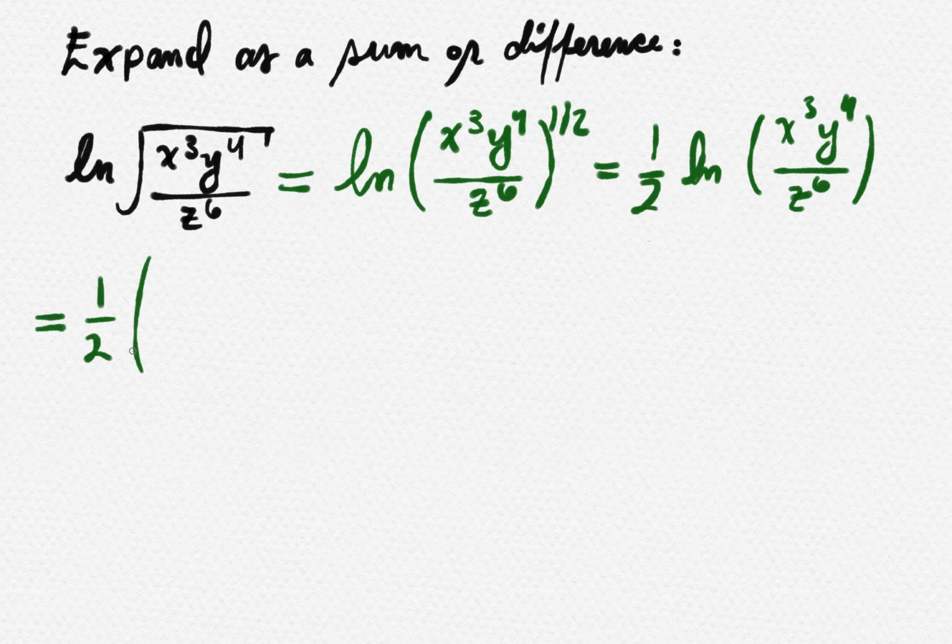We still have this 1/2 to deal with. Now we're able to use the quotient property to get rid of this z to the 6th in the denominator here. So let's go ahead and do that. That's going to be log of x cubed, y to the 4th, and then minus log of z to the 6th.